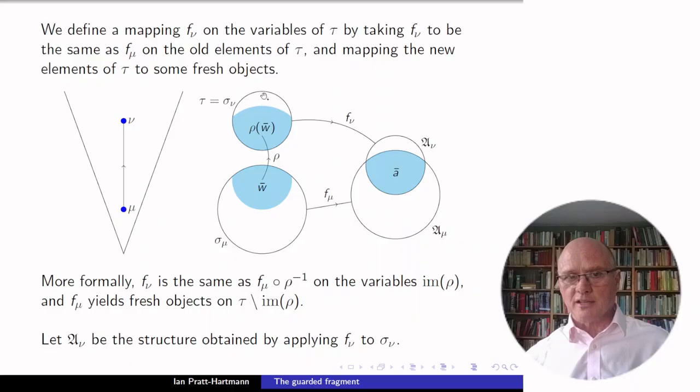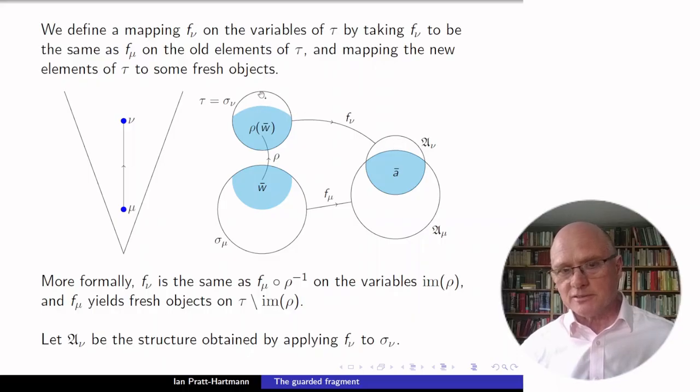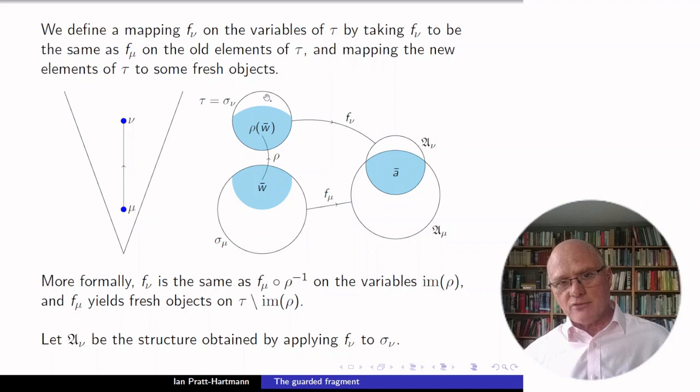If we've got a new element, then I'll just choose some brand new element not occurring elsewhere, and I'll define that to be f of nu. So I can now define a function f of nu to be mapping all of the variables in Tor to some new set of elements. The old elements of Tor will be mapped to elements already in A mu, and the new elements of Tor will be mapped to some new elements.